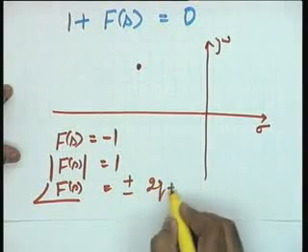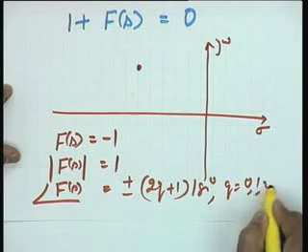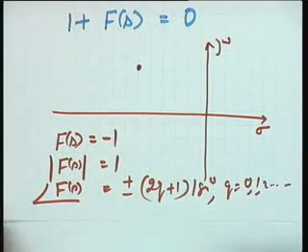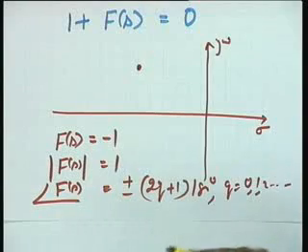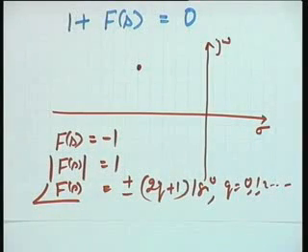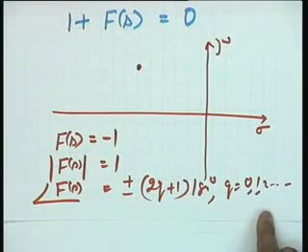So I am now putting it as plus minus (2q plus 1) into 180 degrees, where q can be 0, 1, 2, 3, anything. I am just putting it in this form to take care of all possibilities. It is minus 1, so it has to be an odd multiple of 180 degrees, that is all. That is why I am putting it in this form, angle of F(s) is equal to plus minus (2q plus 1) times 180 degrees.